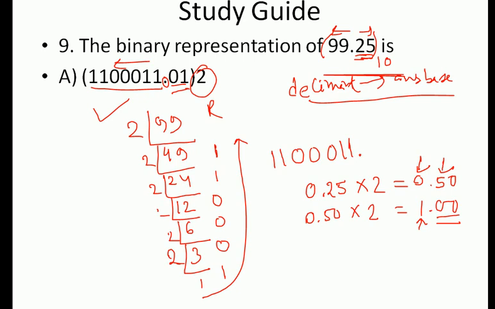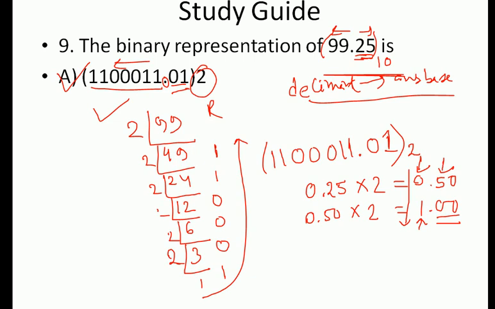25 means 50, 0.50 into 2, 1.0. So now for the right hand part, I have to move from top to bottom. At the top I have 0, at the bottom I have 1. So I have to write the integer part for the digits after the decimal point. So here I write decimal 2. So this is the correct answer. I have not given all the options here, I have only given the correct answer.